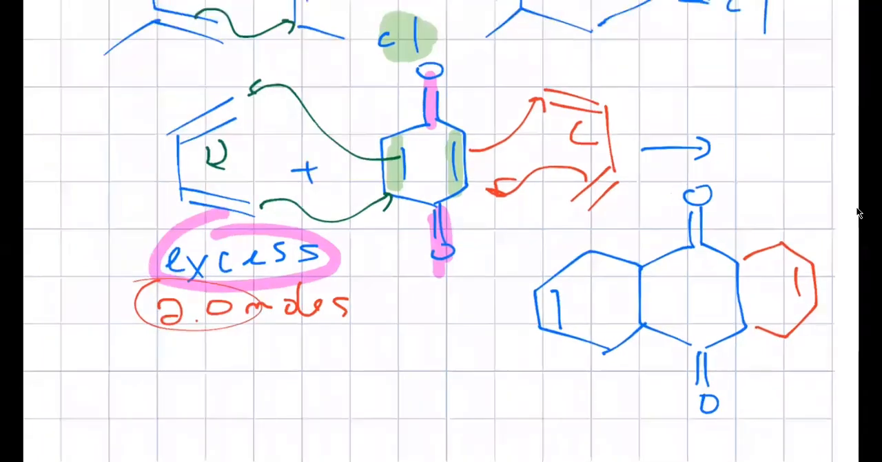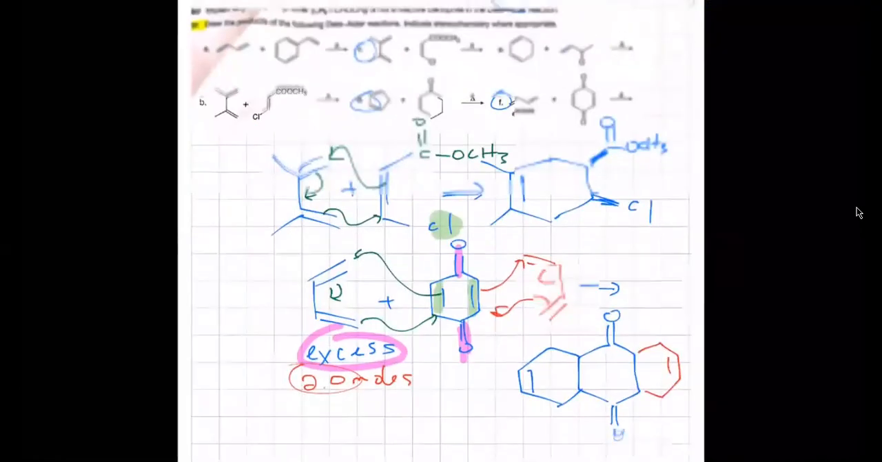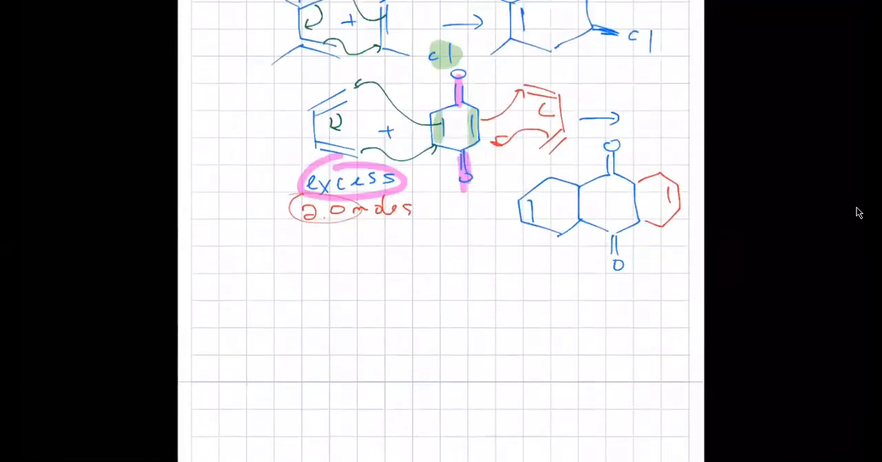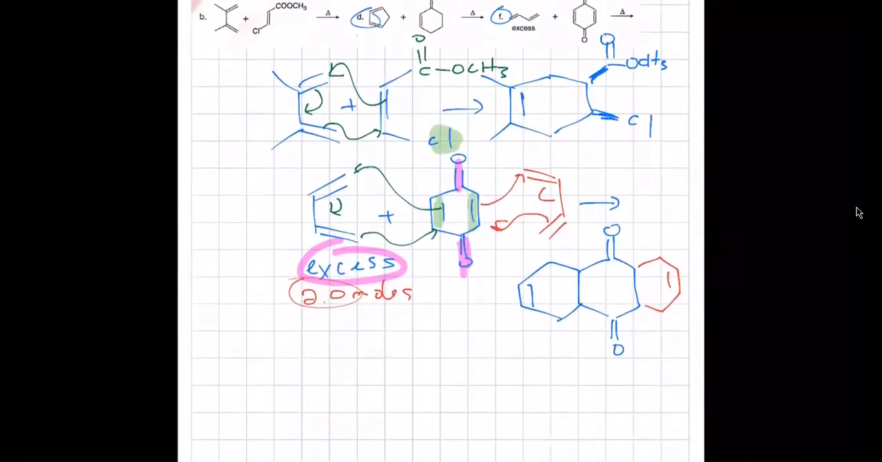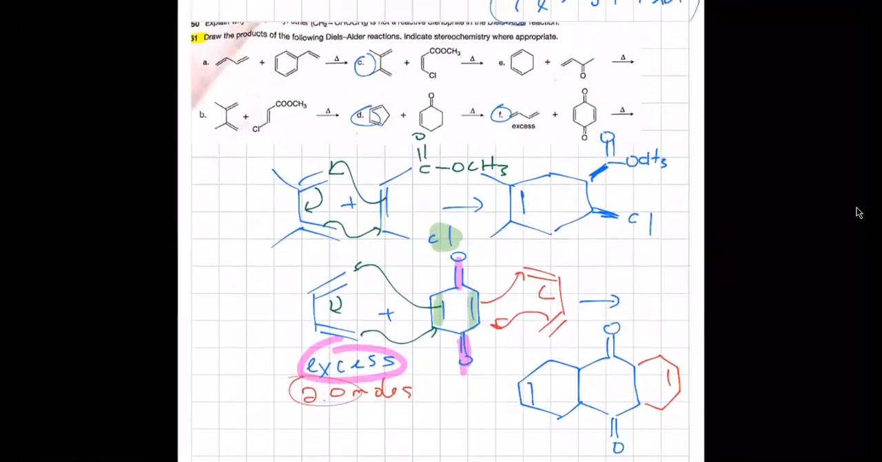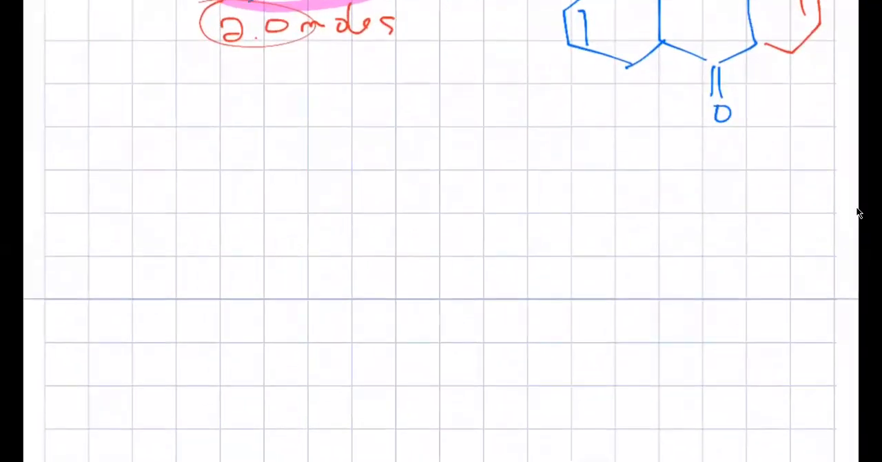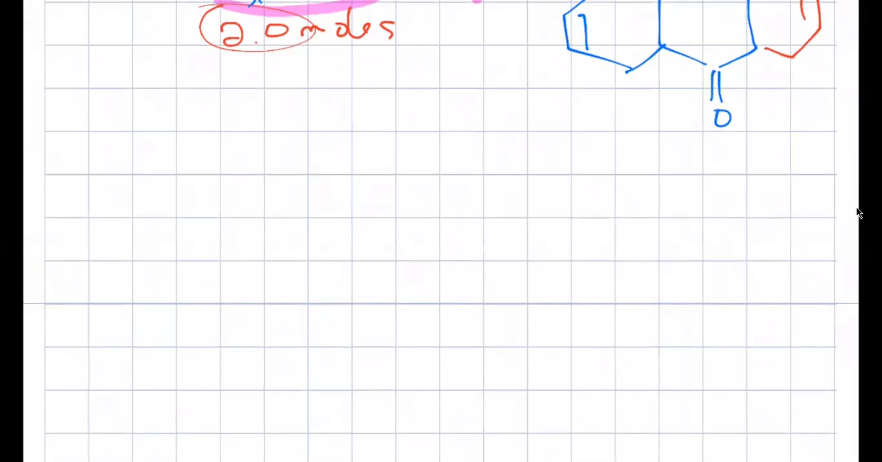All right, let's do D. D is a little tricky because it's actually 2 rings reacting together, but we could do it. I have confidence in y'all. Y'all are very smart, bright individuals. So that's the diene, and this is my dienophile.